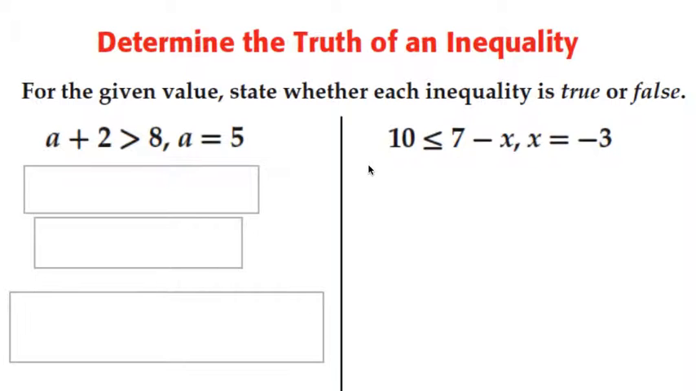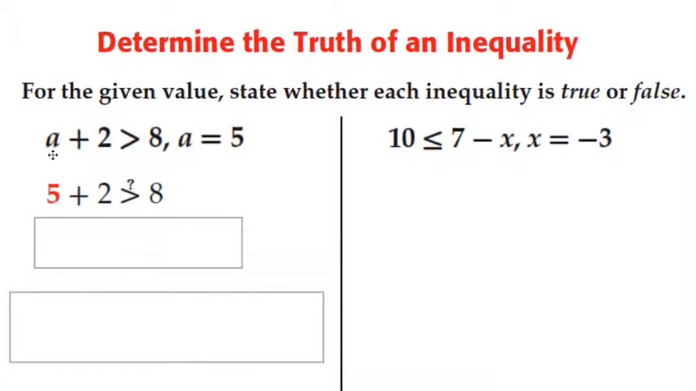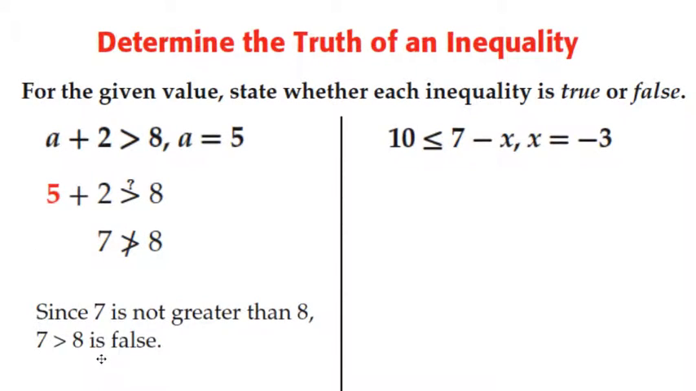What if we want to determine the truth of an inequality? It says, for the given value, state whether each inequality is true or false. Well, this one says a + 2 > 8. If a = 5, is this a true or a false statement? If we substitute in 5 for a, we get 5 + 2, and we're wondering, is that greater than 8? And the answer is no, that is a false statement. 7 is not greater than 8.